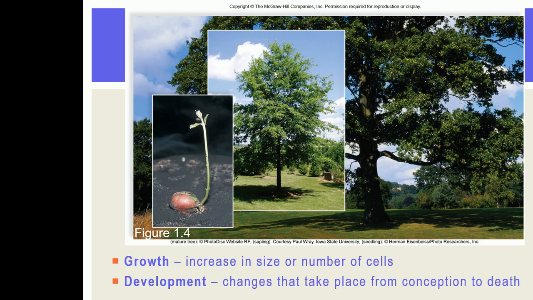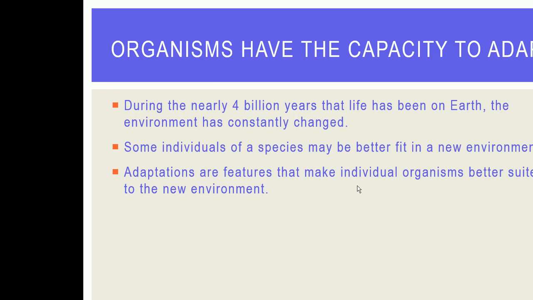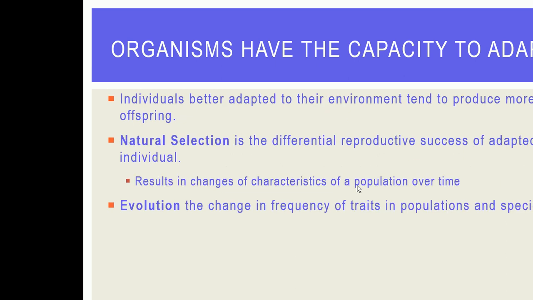All living organisms give birth to their own kinds. You can see this is a plant which is giving birth to its own kind. Organisms have a capacity to adapt. This is one of the very important characteristics of living organisms, that all living organisms adapt to the environment. Because if they do not adapt to the environment, they will be thrown out of the environment.